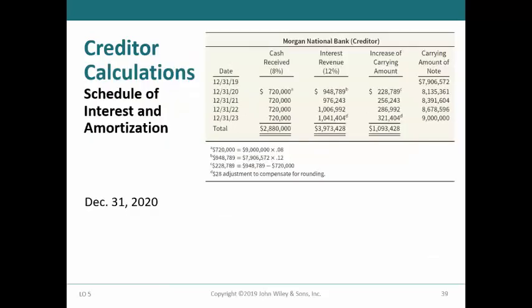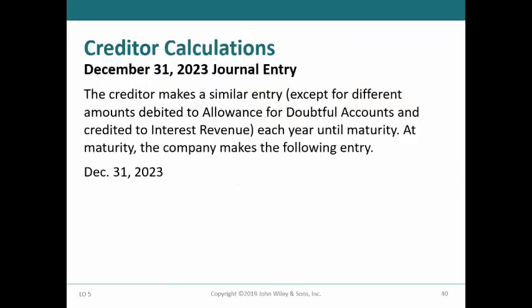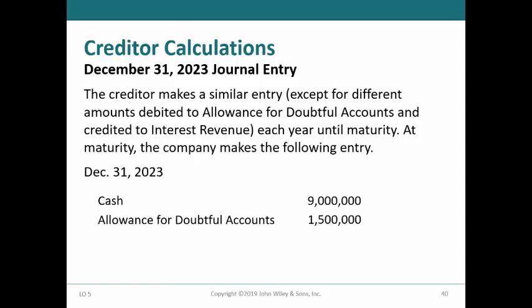This slide shows the amortization schedule for the restructured loan for Morgan National Bank. The interest payments are now $720,000, but the bank still records interest revenue per the original loan at 12%. The difference between the two amounts is debited to the allowance account. To record receipt of the first interest payment, Morgan will debit cash for $720,000, allowance for doubtful accounts for $228,789, and interest revenue of $948,789. On December 31st, 2023, when Morgan receives the principal payment, they would debit cash for $9 million, debit allowance for doubtful accounts for $1,500,000, and credit notes receivable for the $10,500,000.